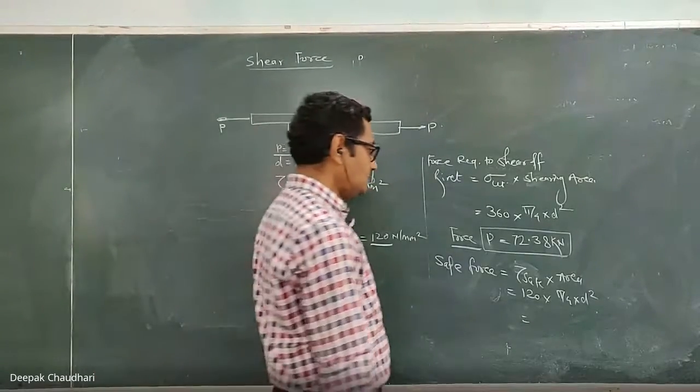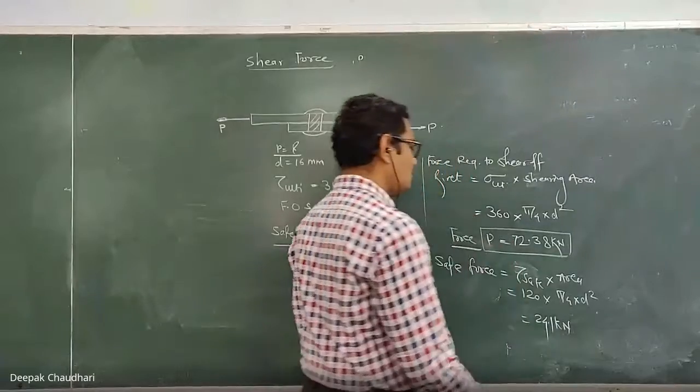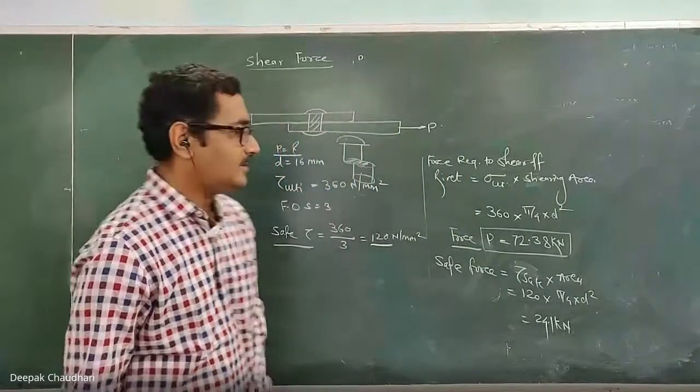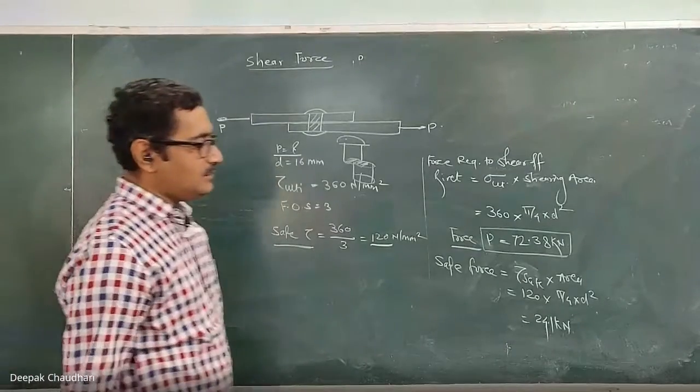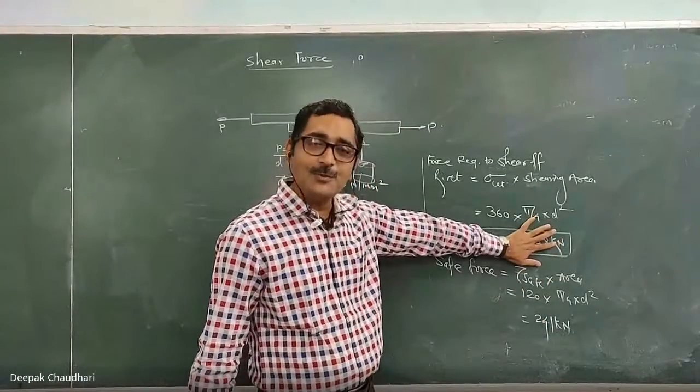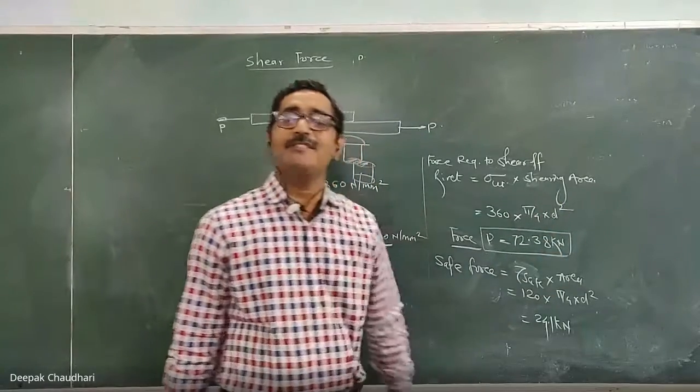Is it 24? Yes, sir. 24.127 kilonewton. Okay, fine. If you divide it by 3, you will get the answer. So the safe force is 24.1 kilonewton. This is the safe force. The force P at which the rivet will break is different.